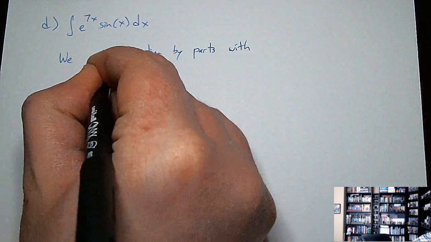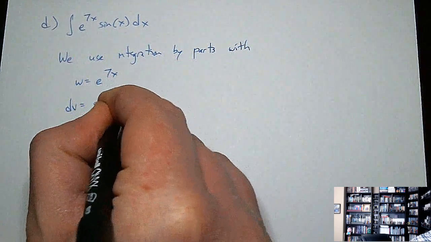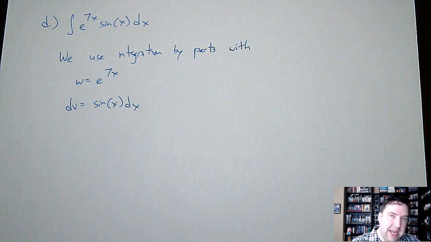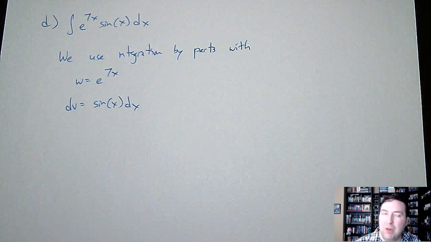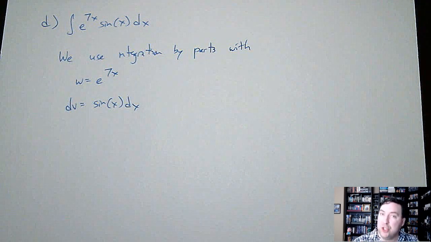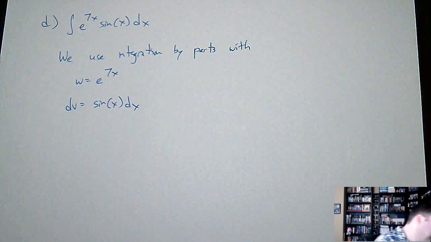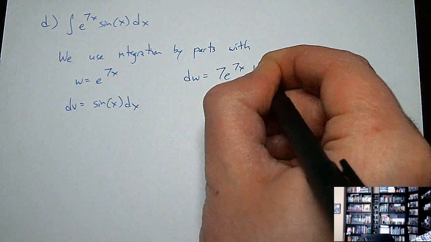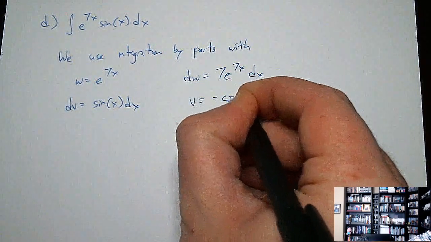With w, so we're going to differentiate e to the 7x, and dv then would be sine x dx. And I might be slightly more tempted to set things up this way anyhow, simply because I think it's slightly easier to apply the chain rule to differentiate e to the 7x than it would be to integrate it and wind up with fractions coming out of the integrals of e to the 7x. But again, it really doesn't matter. So dw then will be 7 times e to the 7x dx, and v, the antiderivative of sine x, is negative cosine x.